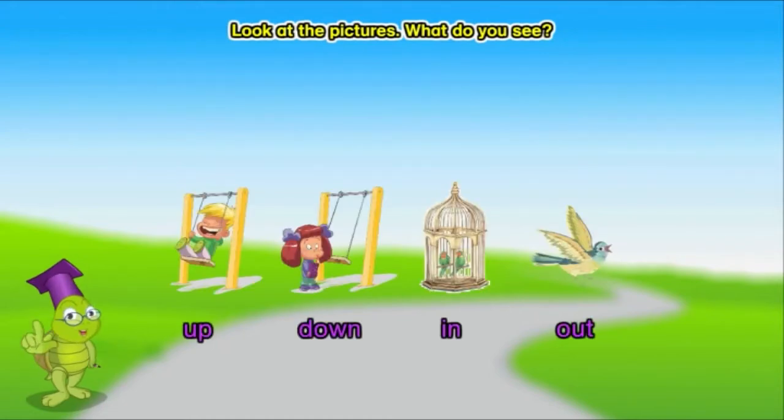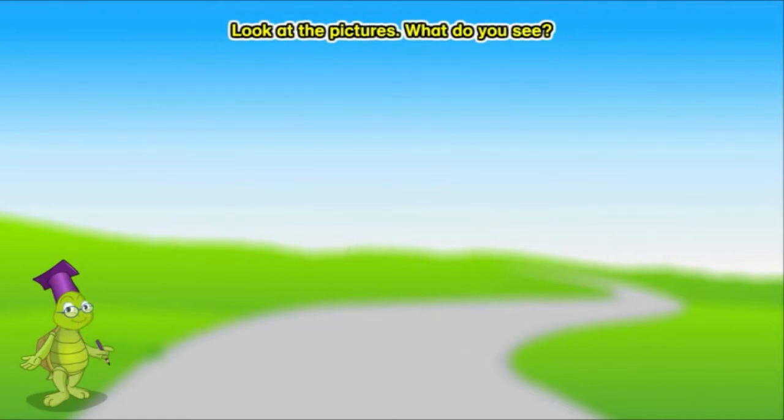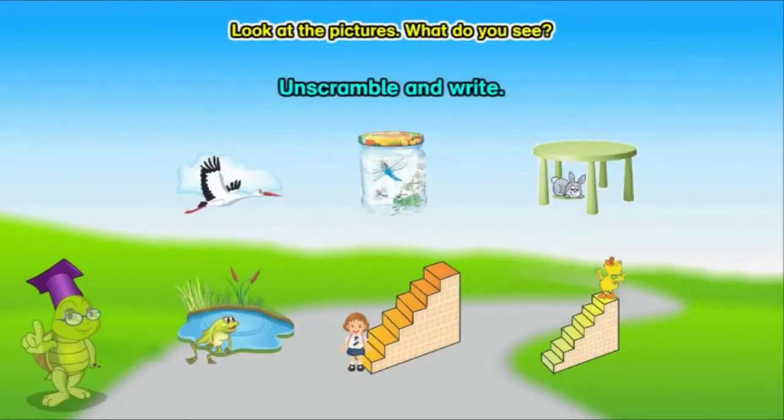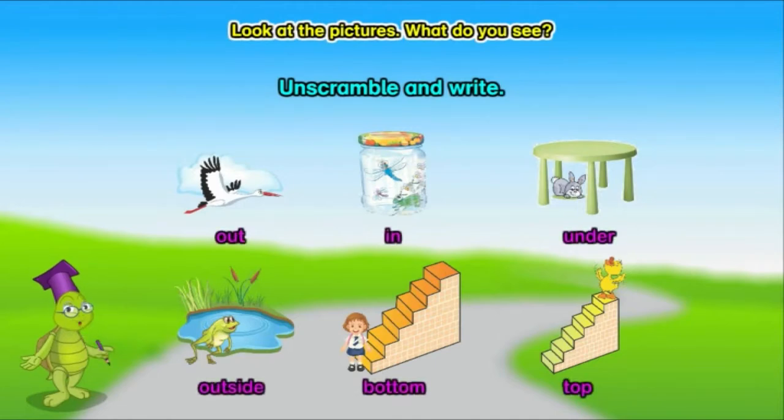Pictures. What do you see? Up, down, in, out. Unscramble and write. O, U, T, out. I, N, in. U, N, D, E, R, under. O, U, T, S, I, D, E, outside. T, O, P, top.